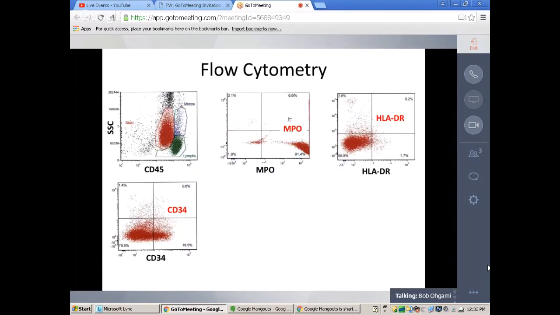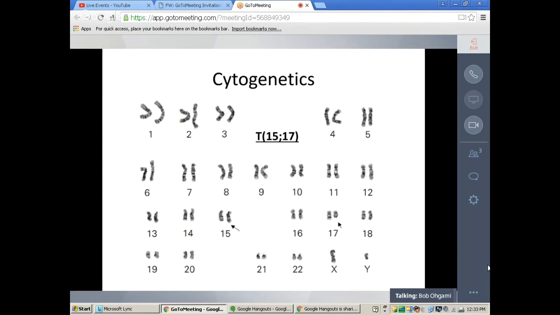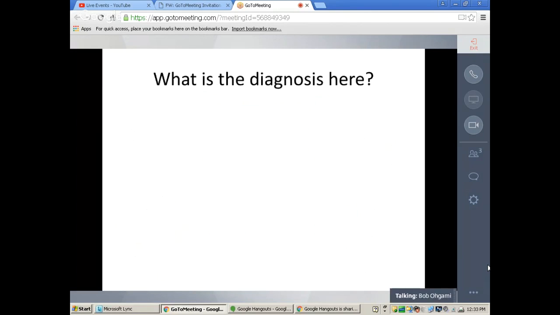Flow cytometry is performed, and what do you see? Well, you see that these blasts have very high side scatter, because side scatter in flow cytometry measures internal complexity or granularity of the cells, and these cells have a lot of granules. Very high levels of MPO are expressed on these blasts. These blasts are negative for HLA-DR and mostly negative for CD34, and that's indicative of a particular type of acute leukemia. You do cytogenetics and find that there's a 15;17 translocation in this patient, which is diagnostic of this entity. So what's the diagnosis here?